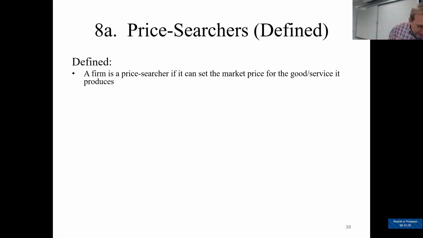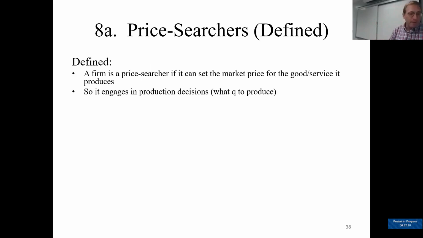So a price taker has to take the market price. A price searcher sets the market price. Why is it called a price searcher rather than a price setter? Simply because the price searcher has to search for the optimal market price. What is the best price? I'll explain that in a moment.